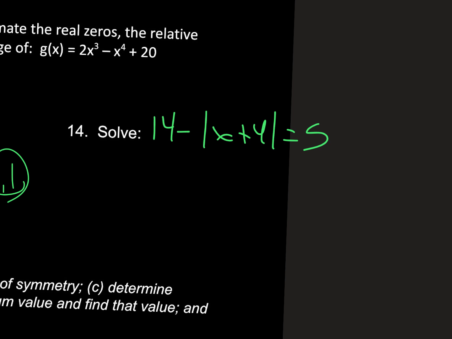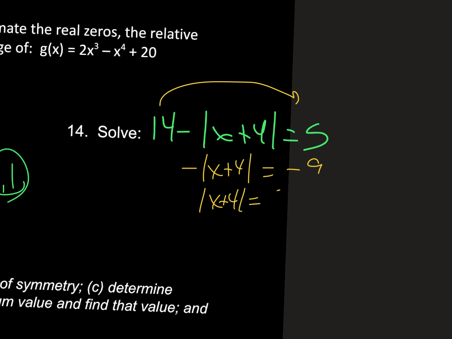14, I see absolute value, so I'm thinking 2 bars, 2 answers. First step, let's move that 14 over there. Do not make the absolute value go away until you get it isolated. When I move the 14 over, I get -9. Both sides are negative, so I'm going to drop the negative, just like that. Remember, if the right-hand side stayed negative, there'd be no solution, but it didn't, so we're good.